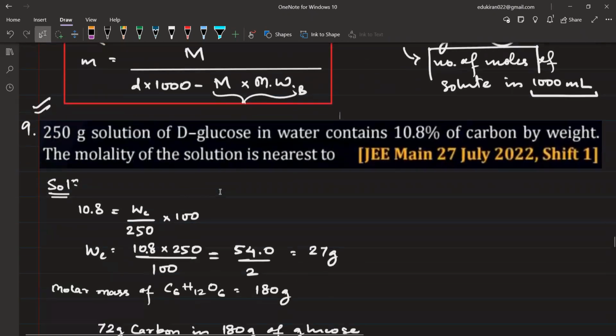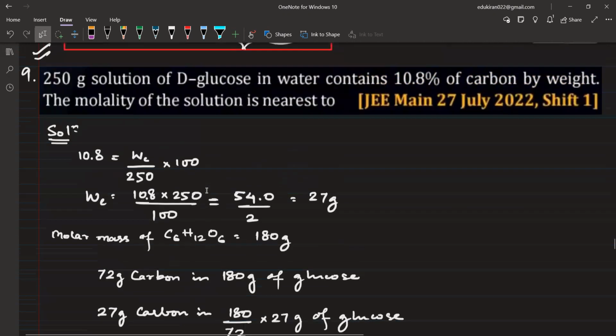Let us see this question. 250 grams of solution of D-glucose in water contains 10.8% of carbon by weight. The molality of the solution is nearest to. They have given me the percentage of carbon, and they have also given me the 250. This is the complete mass of the solution.